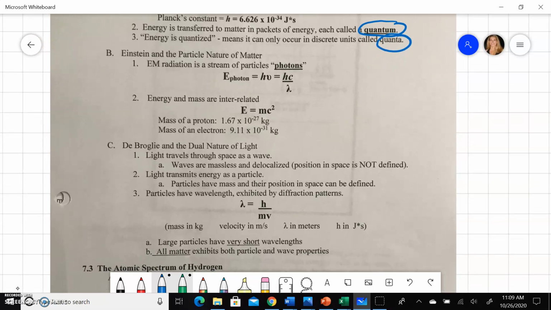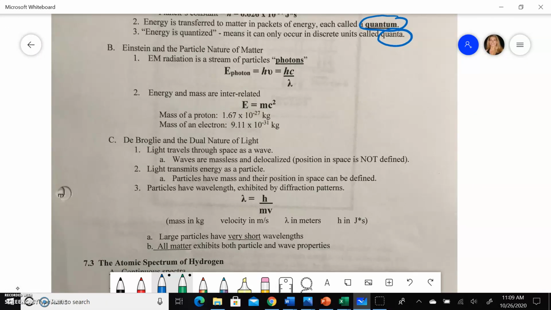Einstein did a lot of work with some of these energy relationships. So he was able to study a stream of particles called photons. Again, lots of vocab for this chapter, so reading the chapter will definitely help you. And he was able to figure out that the energy of a photon is equal to Planck's constant times the frequency. He can plug in other things, and we get some more equations. And again, these are all on the list of equations.